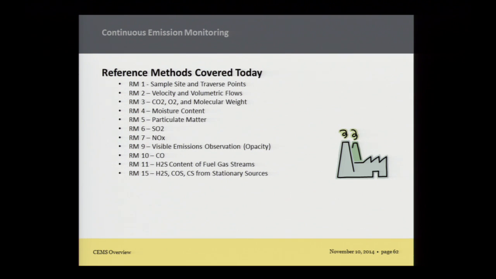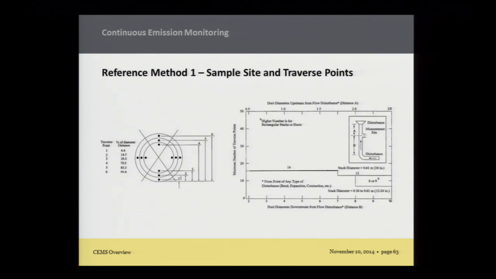Reference method 4 is your moisture, 5 is PM, 6 is SO2, 7 NOx, 9 is your visible emissions, opacity, 10 is your CO, and then 11 and 15 are similar, but which one you choose to run can depend on what type of stream you're looking at, because one's H2S only and the other gives you total reduced sulfur. So everybody that's JA will be running reference method 15 very soon. Yeah, on flares. Not necessarily on heaters, because it's H2S still.